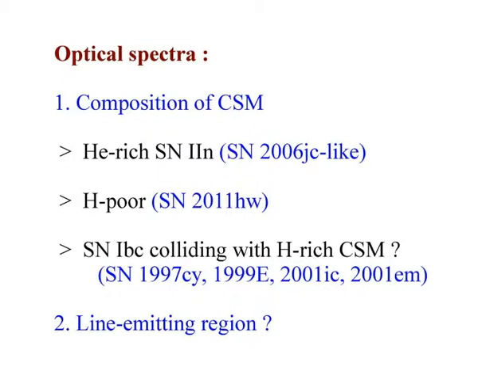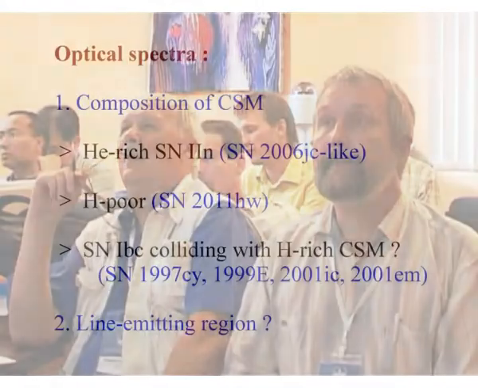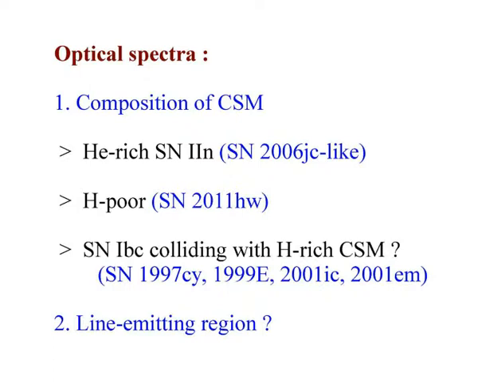We observe helium-rich type IIn and hydrogen-poor type IIn, which indicates that we observe different huge mass loss at different stages of supernova evolution. And we also observe the phenomenon of type Ibc colliding with hydrogen-rich circumstellar matter. We just catch the event at the right moment when the supernova got rid of its hydrogen envelope and the Wolf-Rayet star, which is left behind inside, explodes and interacts with its own hydrogen envelope. It's an interesting phenomenon.